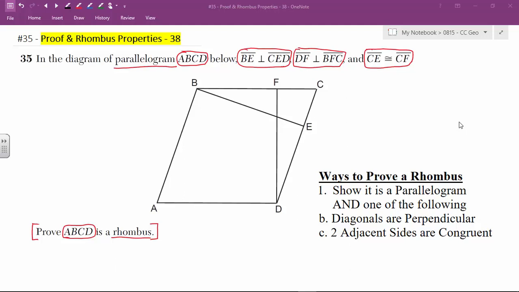Alright, 35. This is an involved problem. This is the largest proof on this exam. So let's just go ahead and get started and read it.